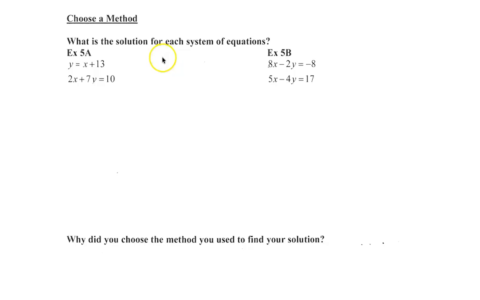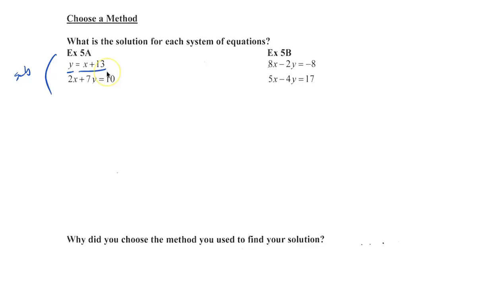Okay, now that we know how to do all three methods, let's talk about choosing a method to solve a system. So this is the first example here. Keep in mind, any method would work. We could solve this by graphing, we could solve it by elimination, we could solve it by substitution. But what's probably the best method to solve it? In this case, I would say substitution. See how this y is by itself? That lends itself to substitution.